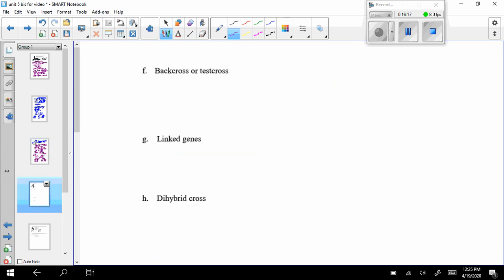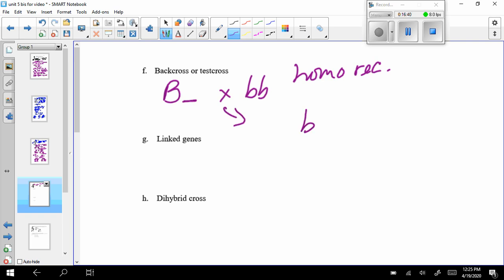All right, a back cross or a test cross. Let's say I have a brown fur and I don't know what the second letter is. It could be big B, big B, or big B, little b. So what you do to test it or back cross it is you cross it with a homozygous recessive. And when you do that, if any of the offspring come out little b, the recessive trait, then that is proof that your genotype was big B, little b. And if you do the cross over and over and over again and none ever come out little b, you are pretty confident that it was homozygous dominant, big B.